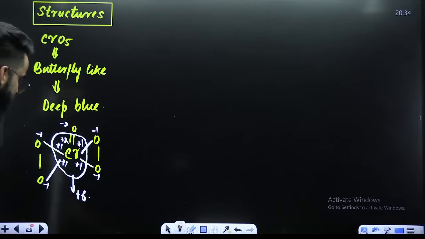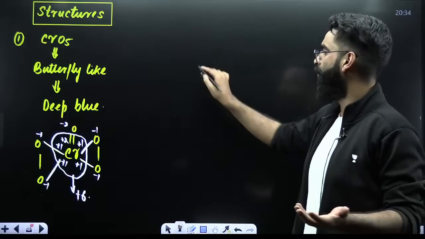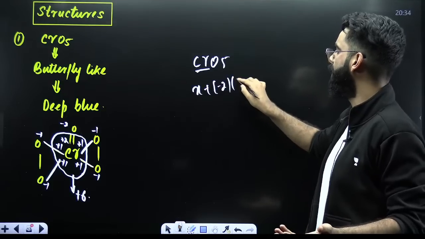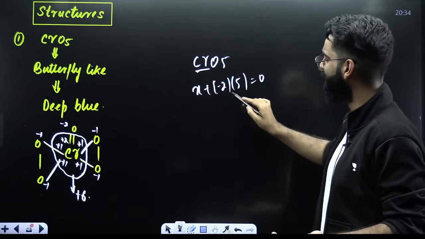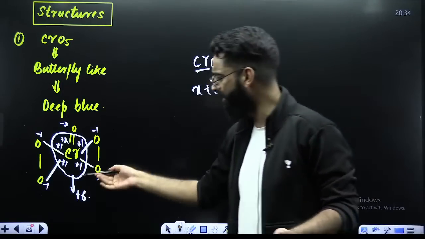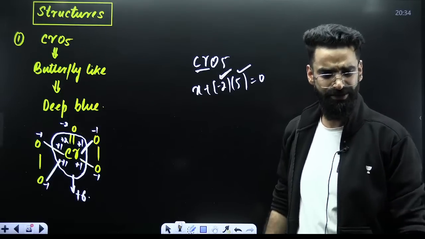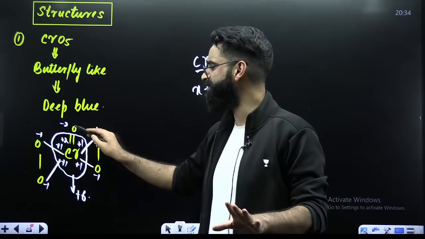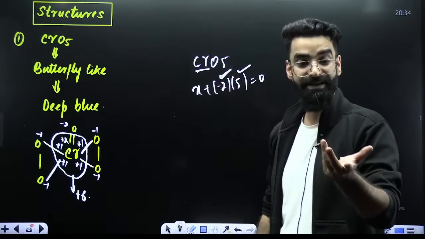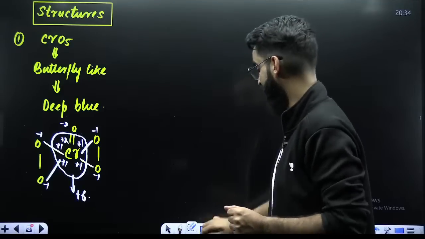If I ask you what was the mistake exactly which we were doing? We were writing CrO5. This was X -2 into 5 is equal to 0. We were assuming that all the 5 oxygen atoms have got the oxidation state of -2. But look at the structure. Are all the 5 oxygen atoms present in the -2 oxidation state? No. Out of 5, only one oxygen atom is present in -2 oxidation state. All the 4 other oxygen atoms are present in -1 oxidation state. That was the mistake which we were doing, which we rectified with the help of the structure.